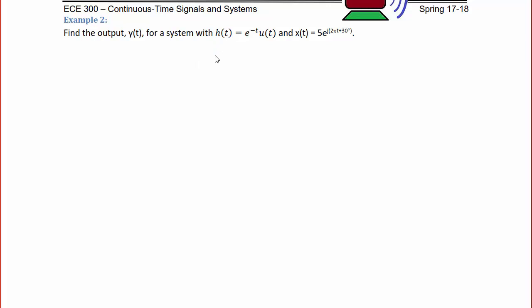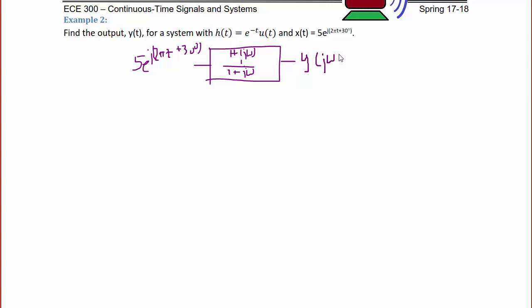Thinking about this in terms of our system, we now have this system in the frequency domain where the input is going to be 5 e to the j (2 pi t plus 30 degrees). And it's going to pass through a system with h of j omega equals 1 over 1 plus j omega. I'm trying to find the output y of j omega, which is going to equal h of j omega times x of j omega.